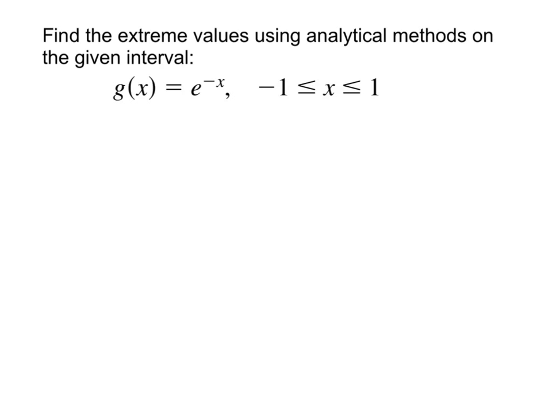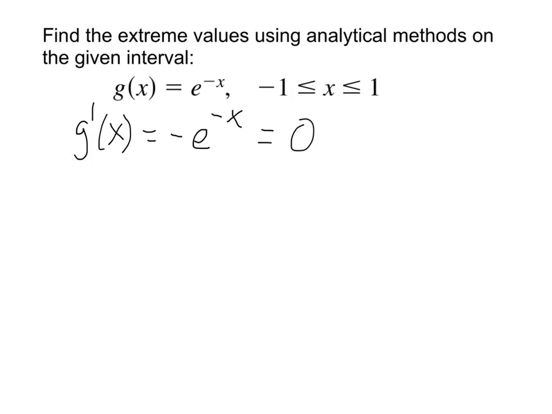Okay, so first I'm just going to find g prime of x. I know that the derivative of e to the x is e to the x, but I've got a negative x up there, so the derivative will be negative e to the negative x. Okay, so I want to find out when this is equal to 0. I know that any exponential equation like this never hits 0. It'll approach 0, but it'll never quite get to 0.